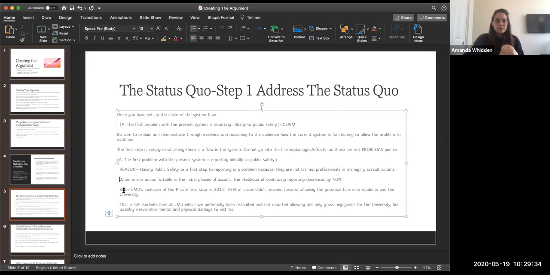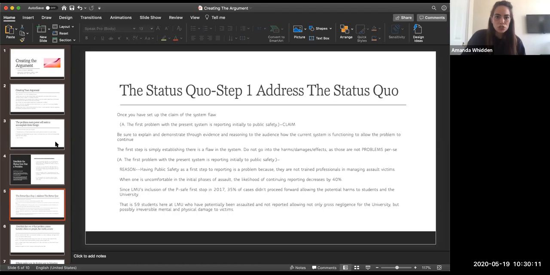That's in general. Since LMU's inception of the public safety first stop in 2017, 35 cases of assault did not proceed forward, allowing the potential harms to students and the university. That is 59 students here at LMU have potentially been assaulted and not reported, allowing not only gross negligence for the university, but possibly irreversible mental and physical damage to its victims. So what I have done in this first part is establish what is wrong with that status quo.